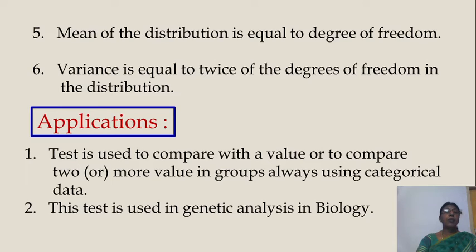According to the four properties, the fifth one is mean of distribution is equal to degree of freedom. Variance is equal to twice the degrees of freedom in the distribution. These are the six properties. Mainly observe mean of distribution is equal to degree of freedom, and variance is equal to twice the degrees of freedom.